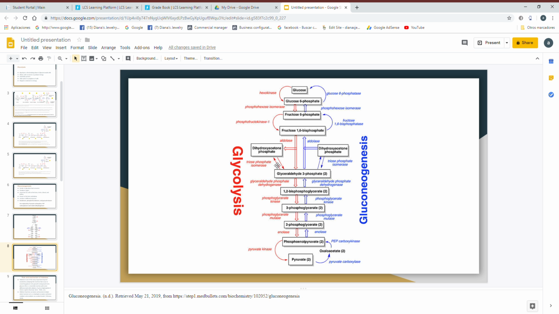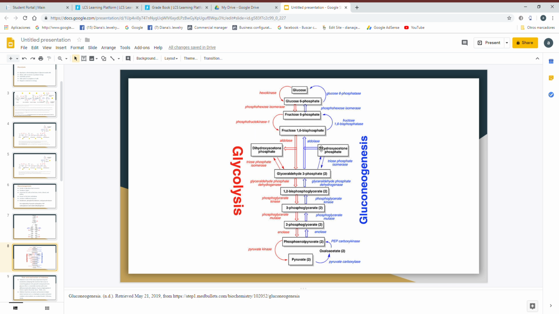You're going to see that a lot of the steps are just in reverse, and you're going to be using the same enzyme. So for example, with glycolysis, you start with glucose and you end up with 2 pyruvates. With gluconeogenesis, you start with 2 pyruvates and you end up with glucose. And you see a lot of the same enzymes. So for example, here, step 2, phosphohexose isomerase. Here on the other side with gluconeogenesis, phosphohexose isomerase.